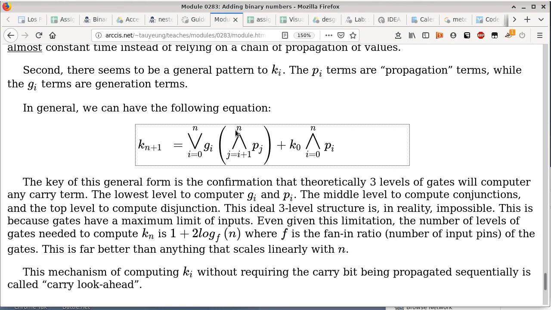So if j has to start from 7, what is i plus 1? I need i plus 1 to be 7. So i is 6. Very good. So that locks down this i here. So it will be g6, p7, p8, p9. That would be the conjunction term of 4 items for K10.